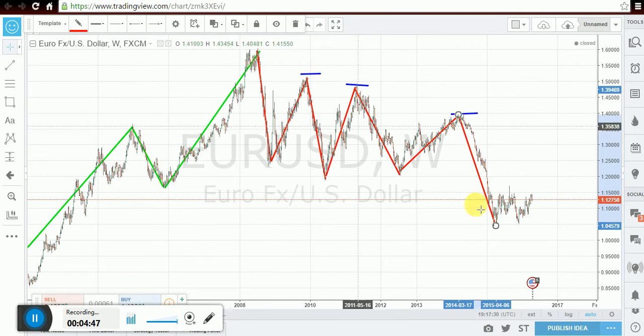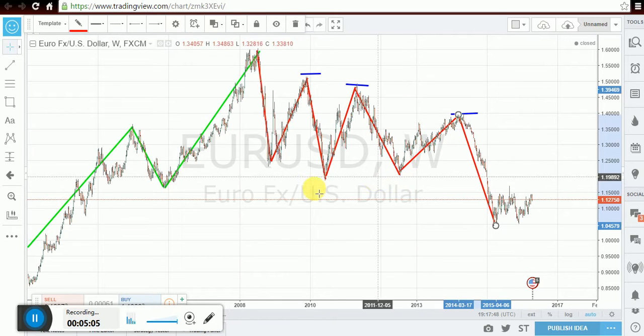So now looking at this, the market formed a bearish structure followed by another bearish structure. Now we can say that the market is bearish. This is just simple technical structure reading.